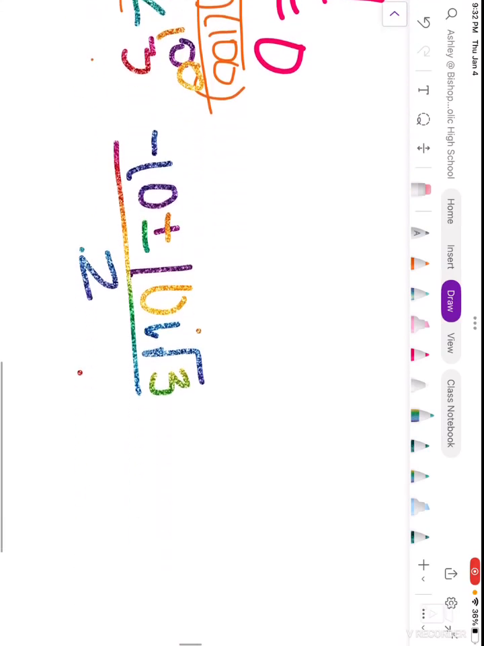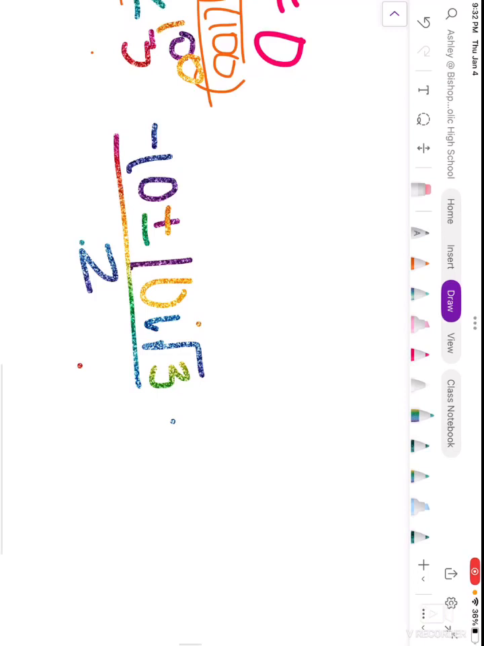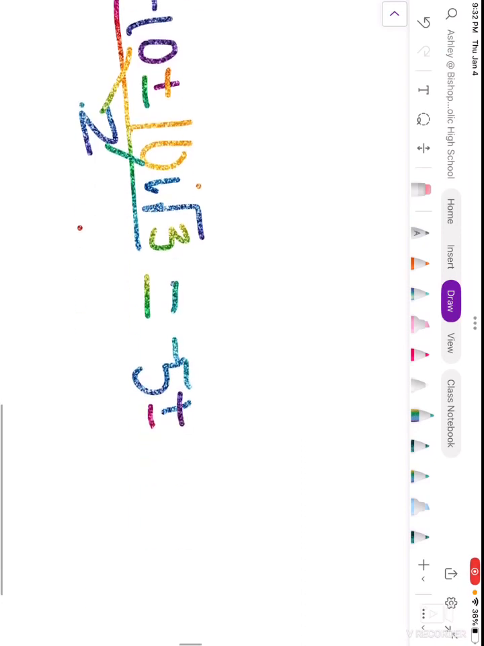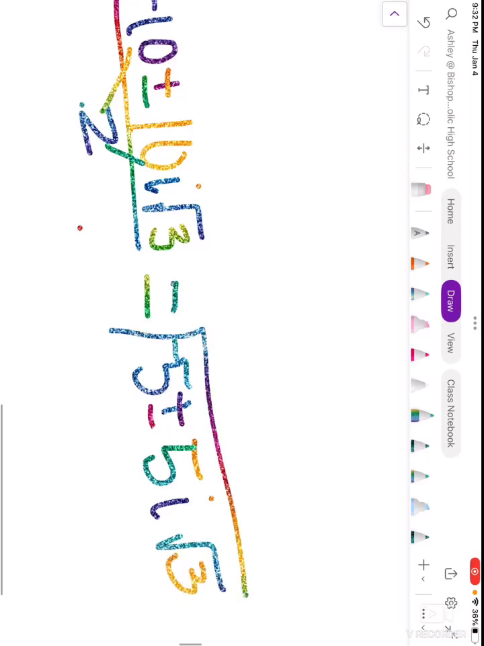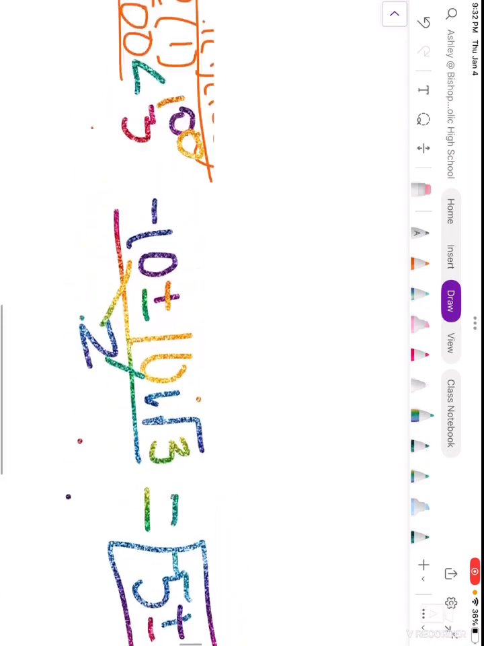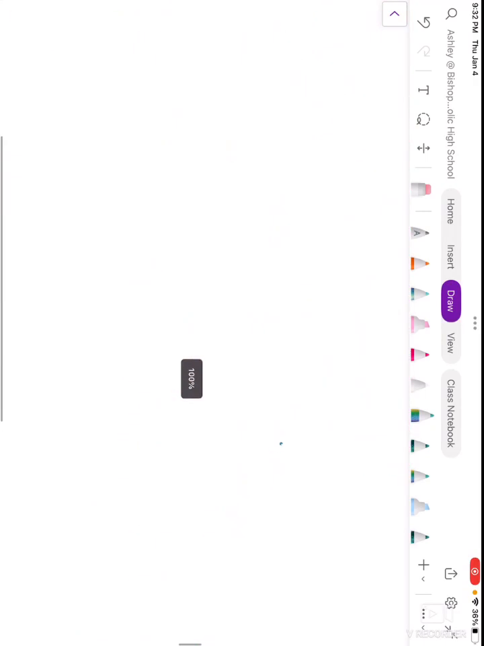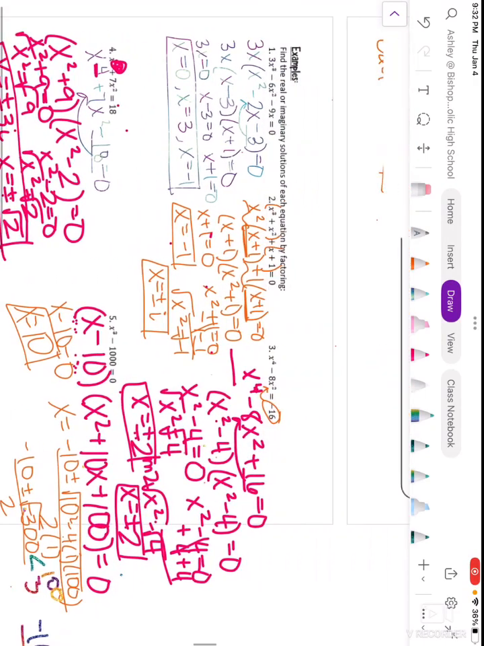We can go one step further. Everything here can divide by 2. So when we divide both of these by 2, we end up with negative 5 plus or minus 5i root 3. You will not have many problems like this one where you end up with the quadratic formula and everything, but hopefully that gives you a good enough idea to get started on that homework.